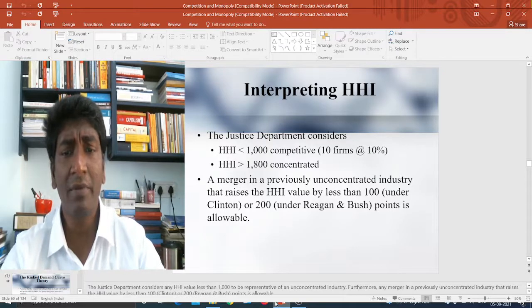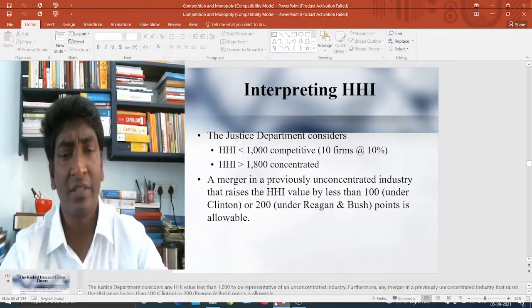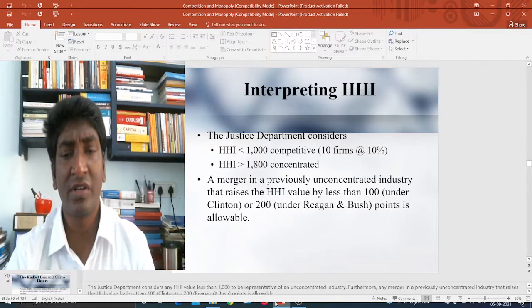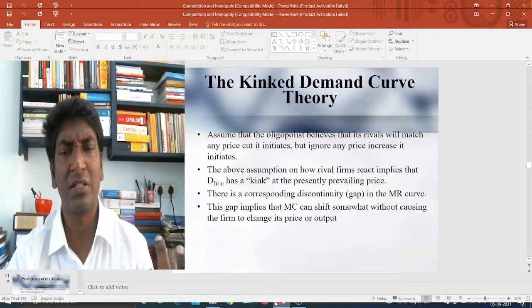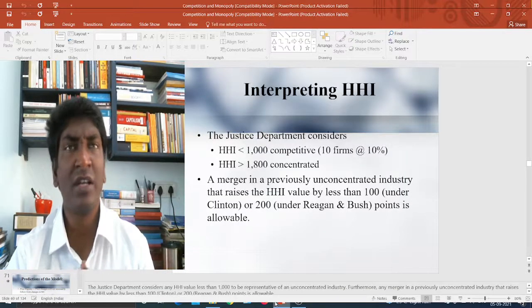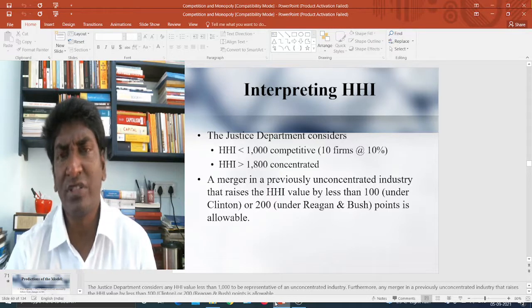Now the Justice Department considered that if the Herfindahl-Hirschman index is less than 1,000, it is competitive, and if it is greater than 10,000, then you are concentrated in that sense. So a merger in an already concentrated industry that raises the HHI value by less than 100 under Clinton, or 200 under Reagan and Bush, is allowable in that sense. So this is also understandable in an international sense. This is something to do with the characteristics of the oligopolistic model.